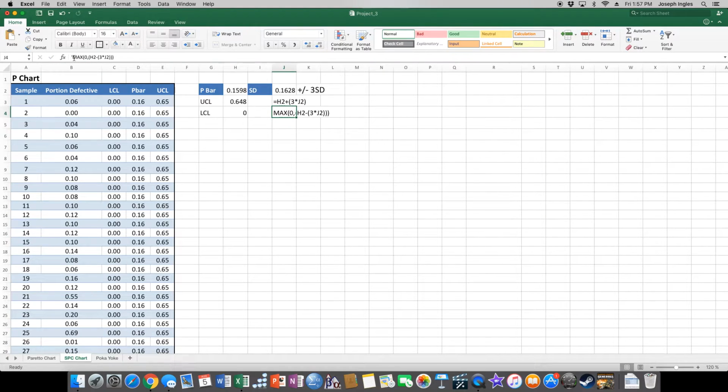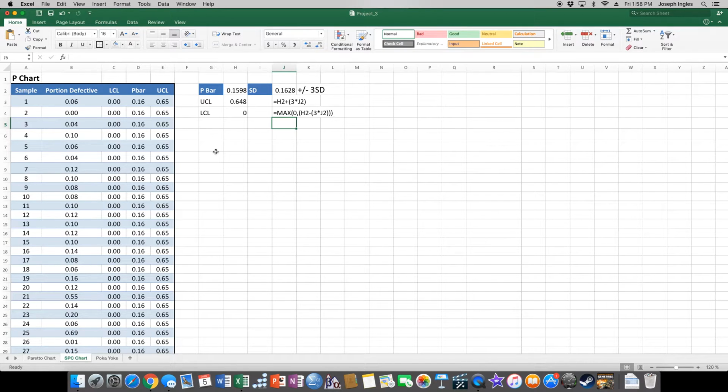Alright, and don't forget your equal sign like I did. So here are the two formulas for the UCL and the LCL. All we've done is taken 3 times the standard deviation and added it to the mean. Here we took 3 times the standard deviation, subtracted it from the mean, and then asked Excel to give us either 0 or that number, whichever one was the highest.